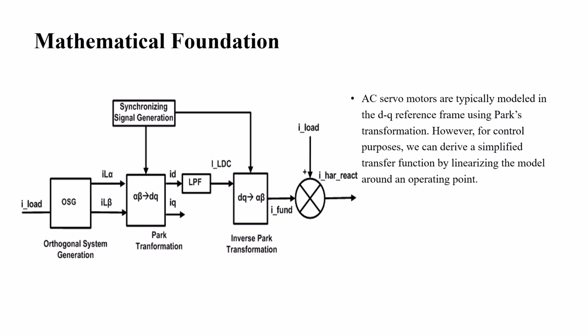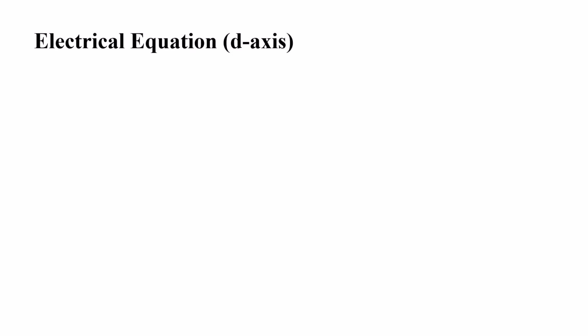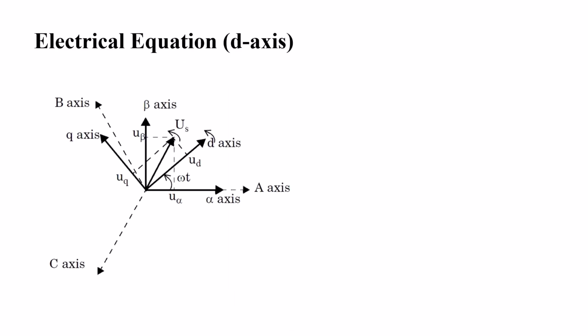So to do that one, you need to know about these two things: Park transformation and inverse Park transformation. It is very important when you are reading with the AC based terminologies. And the next thing is electrical equations with respect to the d axis, because we are going to deal with both d and q separately, because one is related to the active, another one is related to the reactive component.